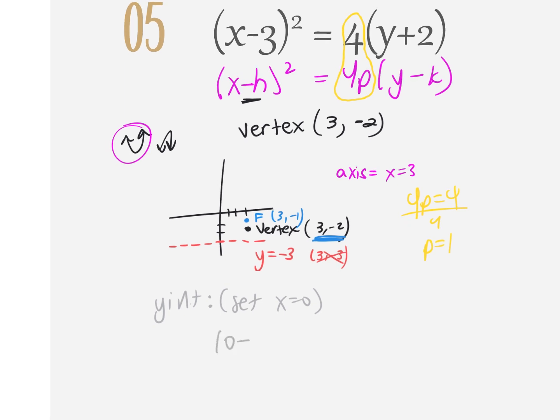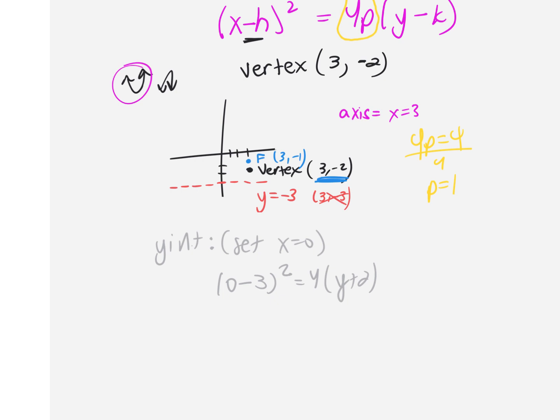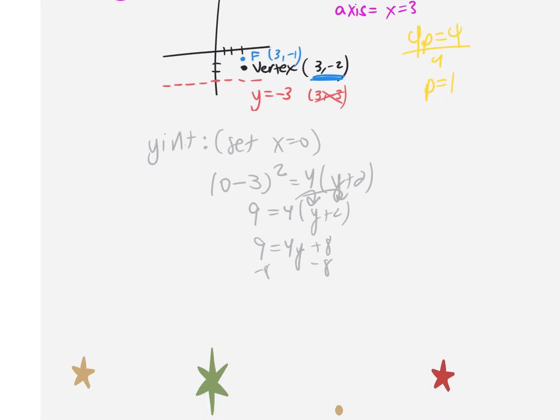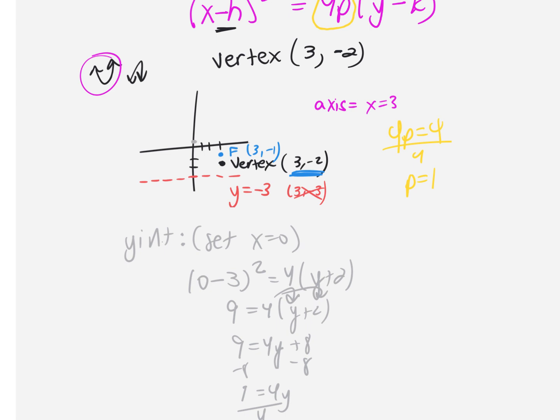Okay, so let's go ahead and do that. We'll say 0 minus 3 squared equals 4 times y plus 2. You guys with me? Can we simplify this? What's 0 minus 3? Negative 3 squared is 9. So 9 equals 4 times y plus 2. Now what? Distribute the 4 if you want to. So 9 equals 4y plus 8. Subtract 8. So 1 equals 4y. So y equals 1/4. So your y-intercept is at 0, 1/4, and you have a point there.